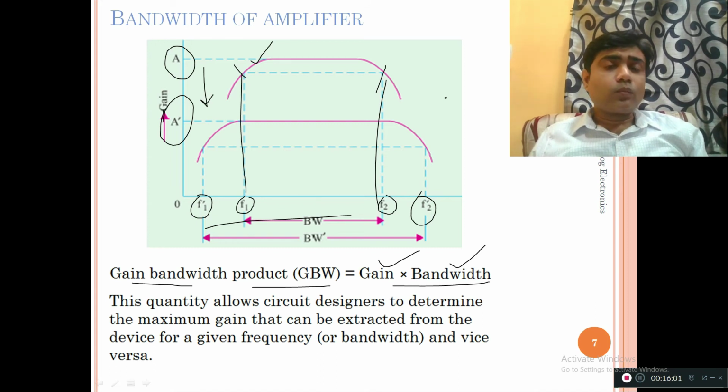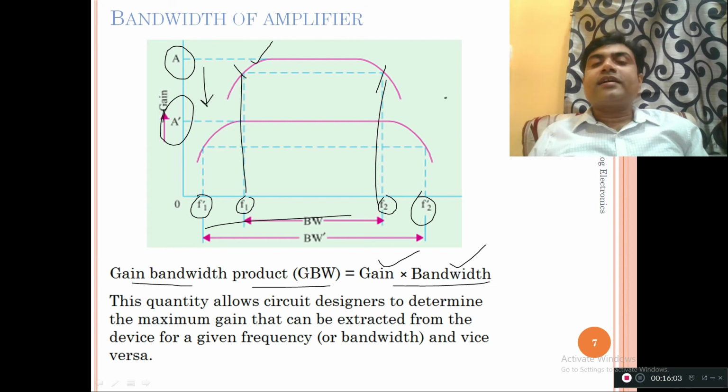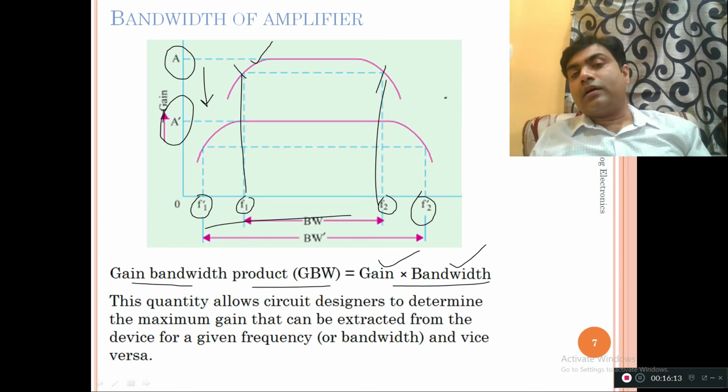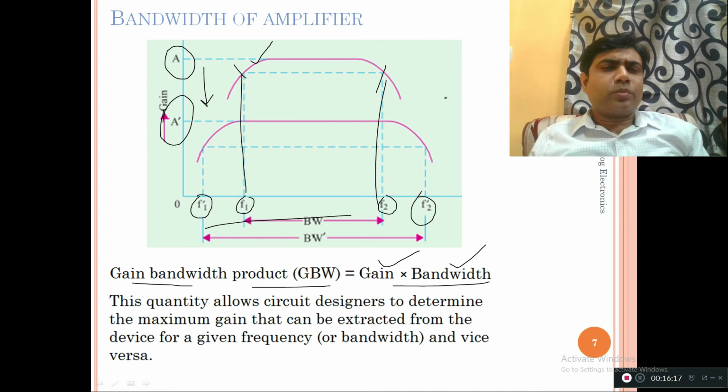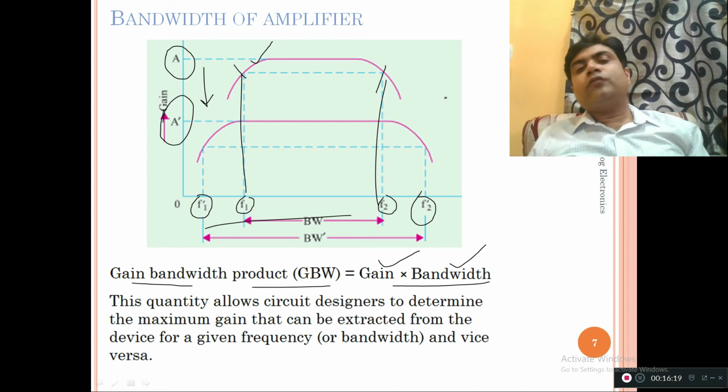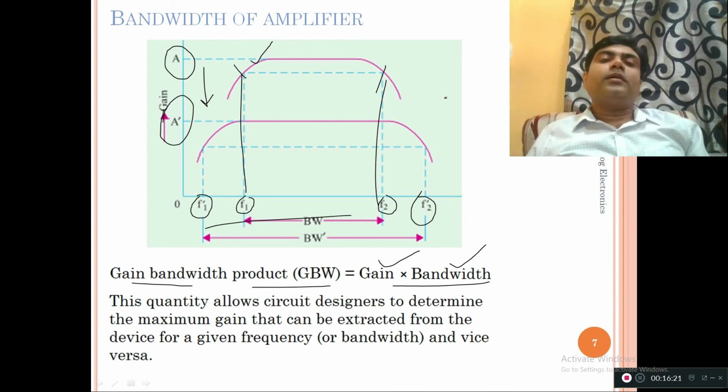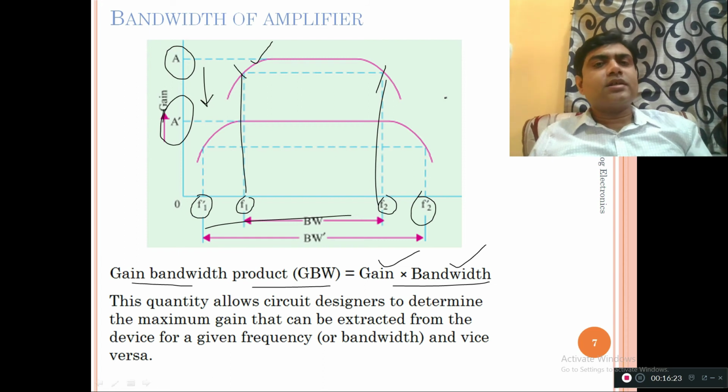Now, it is universally accepted that we take those points where the power of the amplifier, generally defined for the operational amplifier, is half of the original power, just half of the original power. Those points are known as the 3 dB points.